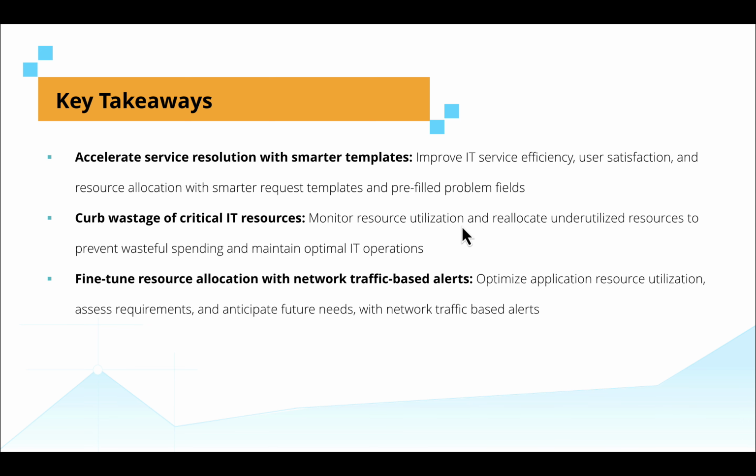And the final approach or strategy we looked at is fine-tuning resource allocation with network traffic-based alerts. Leveraging network traffic-based alerts to optimize application resource utilization, accurately evaluate application requirements, and account for future application needs is an effective way to optimize your IT resource utilization. This helps prevent application downtime, optimize application performance, and even deliver a seamless user experience.